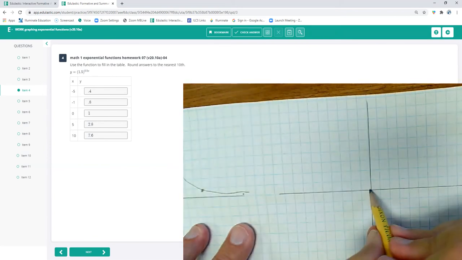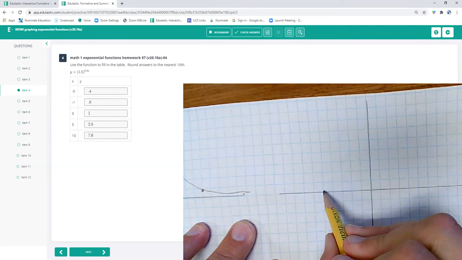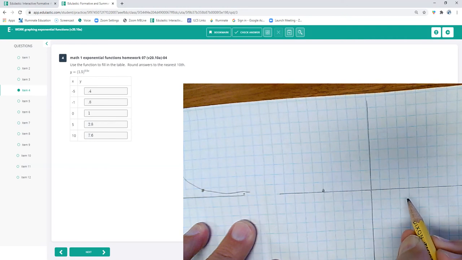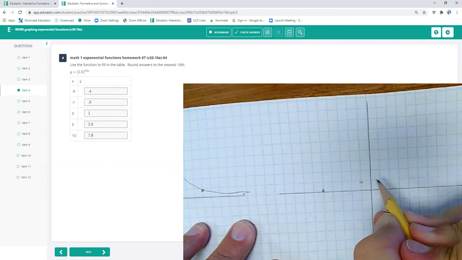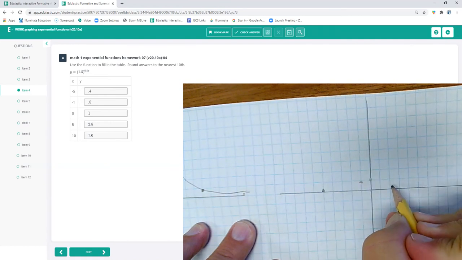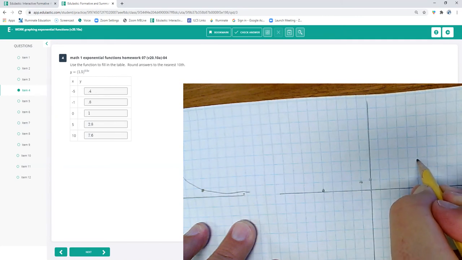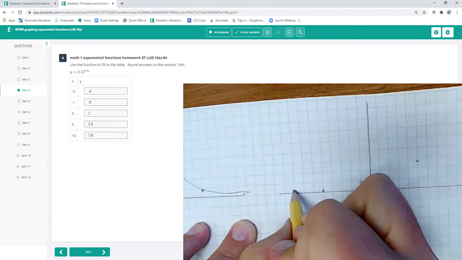Okay. So at negative 5, I'm at 0.4. 1, 2, 3, 4, 5. So it's right there. 0.4, just barely. At negative 1, I'm at 0.8. Negative 1, 0.8 is right about there. At 0, I'm at 1. At 5, I'm at 2.8. 1, 2, 3, 4, 5. And then over here, I'm at like 7 something. So 3, 4, 5, 6, 7 something. It's not perfect, but I think you get the idea of it.